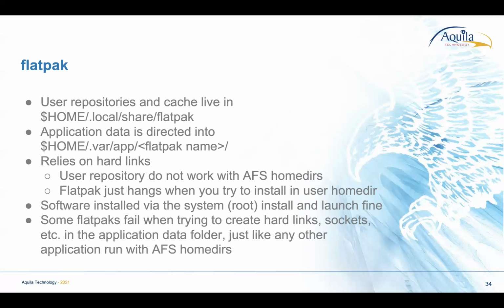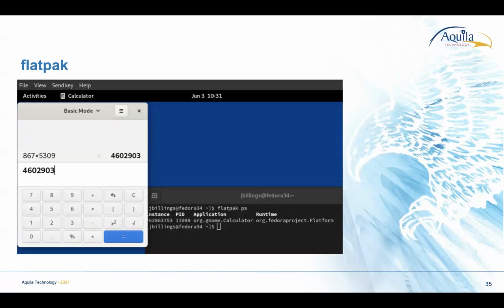Some software does fail whenever it's trying to launch hard links, sockets, and various other things, but that's basically the same thing you'd have even if you'd installed it as a regular package. So you can see here, I had run the calculator, which is part of GNOME. That's a Flatpak. I ran flatpak ps, and it tells me what's running. And yeah, it runs just fine. Anything that's a little bit more complicated than that, if it tries to do anything in your home directory, can often run into problems.